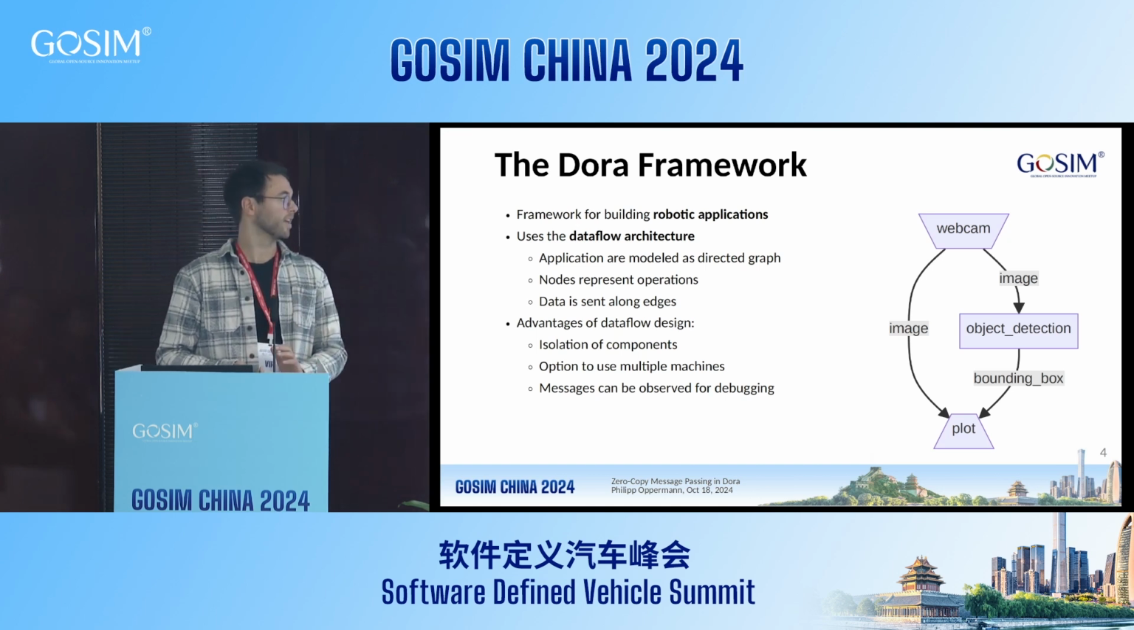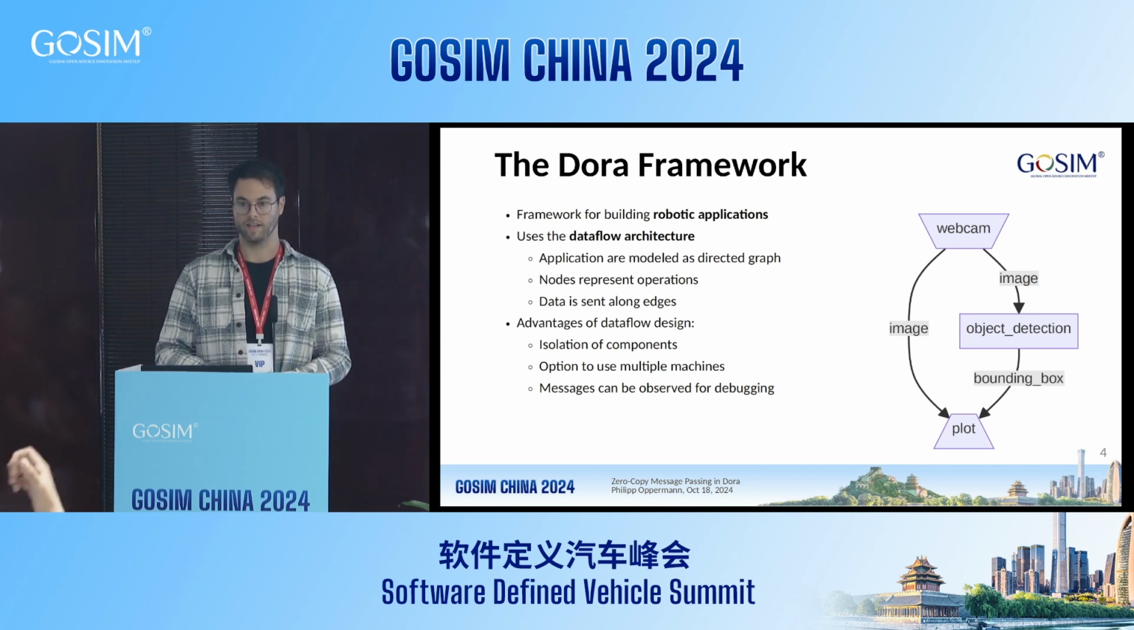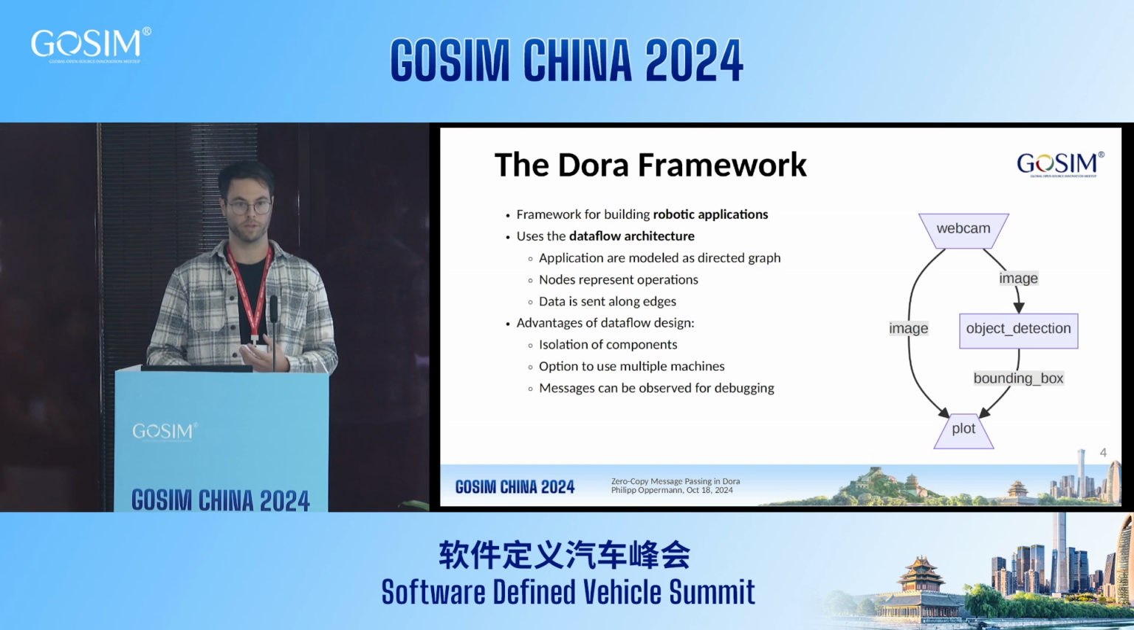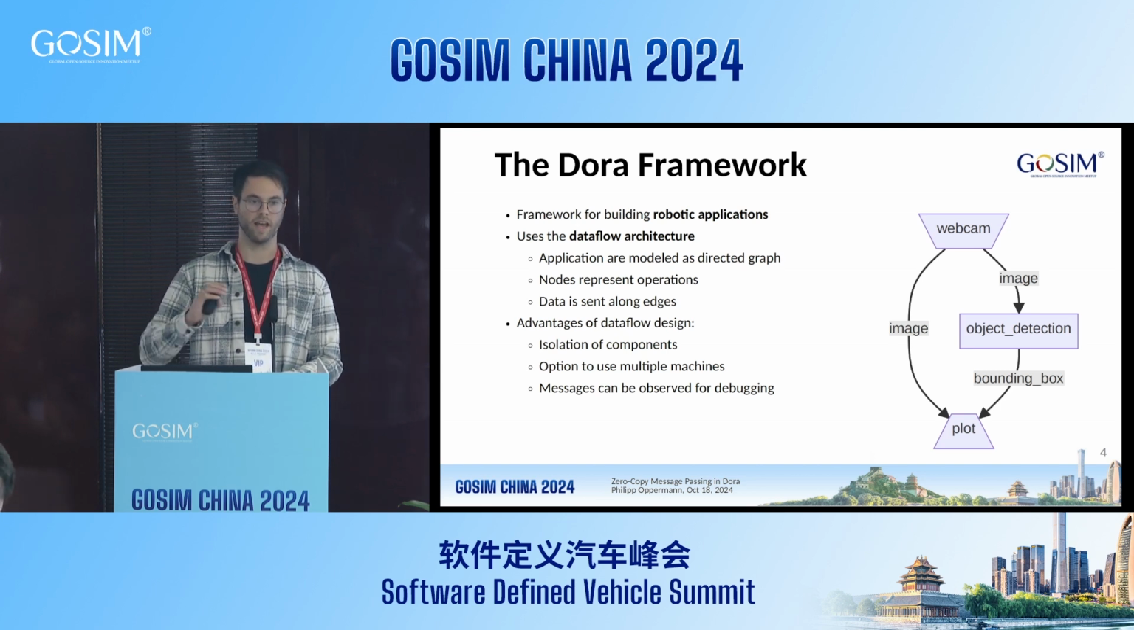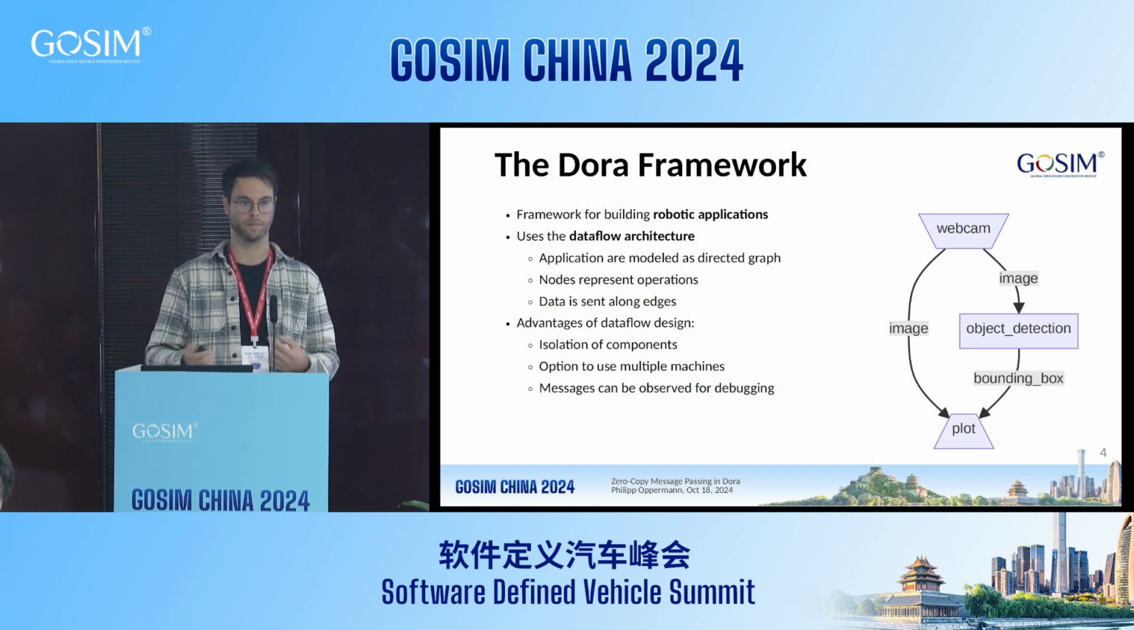And the advantage of that design is the isolation of the different components. So if the object detection node crashes, then the other nodes continue running, and you can restart the object detection, for example. And you can also split the data flow across multiple machines. So if you have a small embedded device that has no computing power, then you can put the object detection on a powerful machine and use the network to communicate the data. And you also have the option to add a new debugging node in there that just receives the messages and logs them for debugging later, or for tracing and replaying them later.